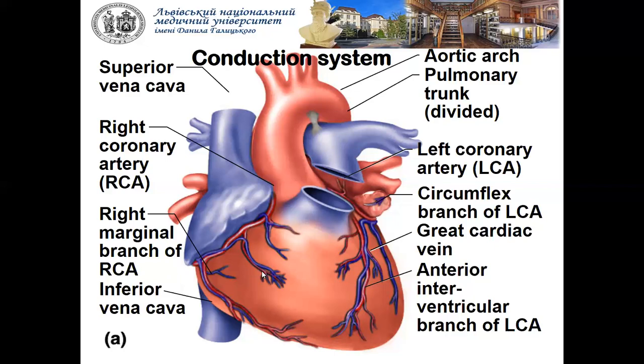One more time: the sinoatrial node is responsible for the contraction of the atrium, the systole of the atrium, and for the systole of the ventricles the atrioventricular node is responsible, which is located in the wall between the left and right ventricles.